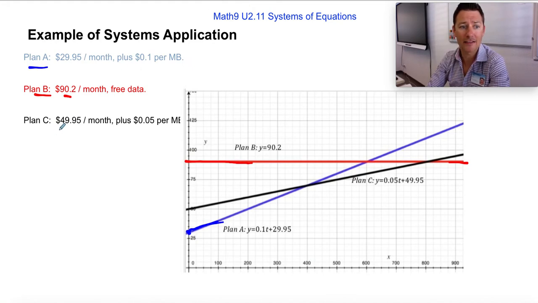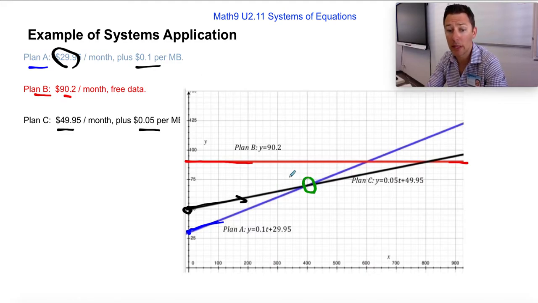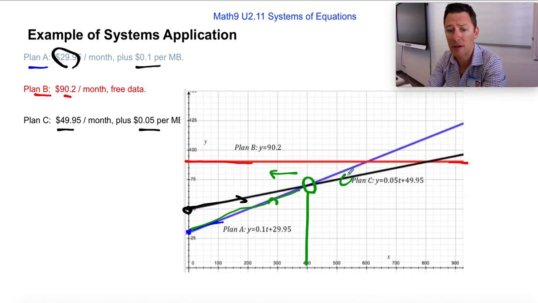And plan C starts a little more expensive, up here. It's more expensive than blue, but it charges less per megabyte, so it increases slower. So here's an interesting point. When is blue or black cheaper? Before 400 megabytes used, blue is cheaper, so you'd want to use blue because it's below black. But after that, you want to use black because black increases less quickly.